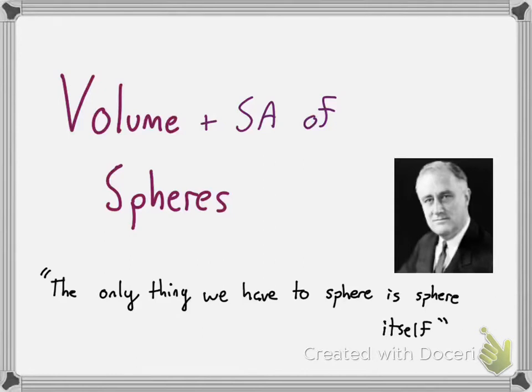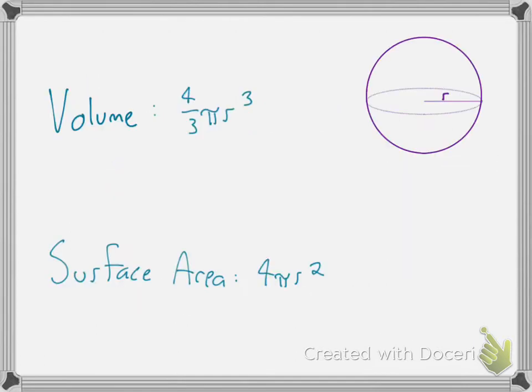Alright, in this video we're going to be talking about the volume and surface area of spheres. So, the volume of a sphere is 4/3 pi r cubed. The surface area of a sphere is 4 pi r squared.